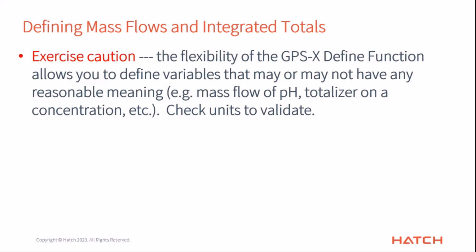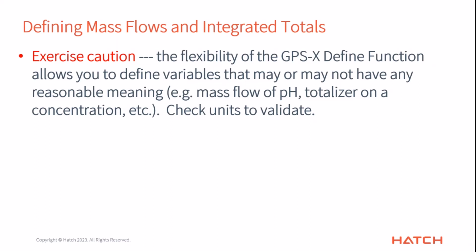So in other words, you can make up the connection of a mass flow of pH, but that doesn't really have any actual meaning, right? Like, what is the mass flow of a pH? You can do a totalizer on a concentration, but that also doesn't really mean anything very useful either.